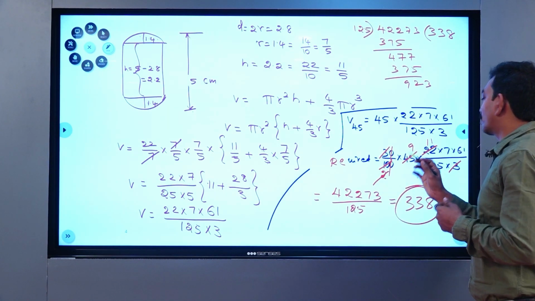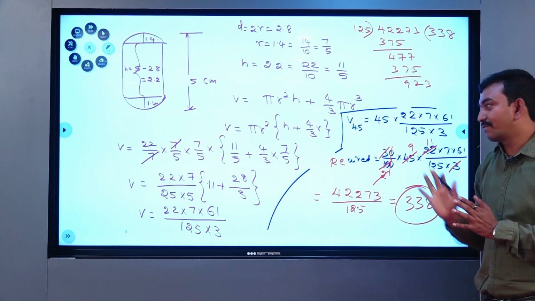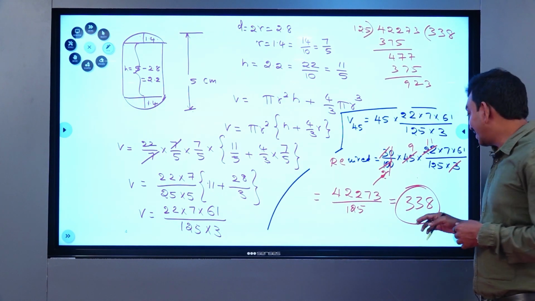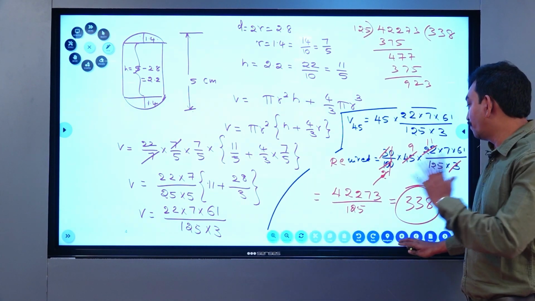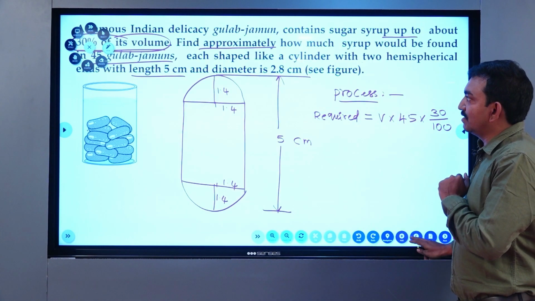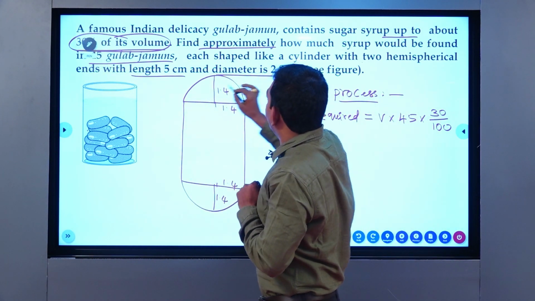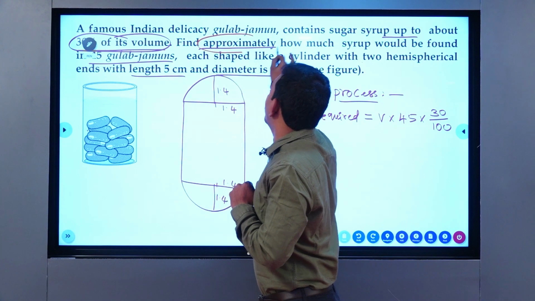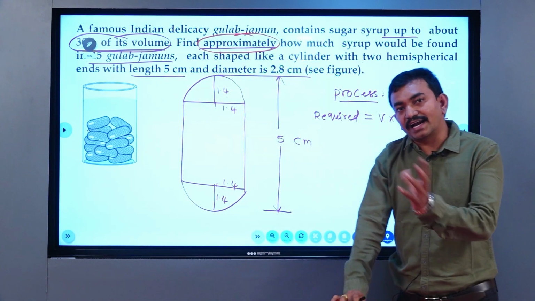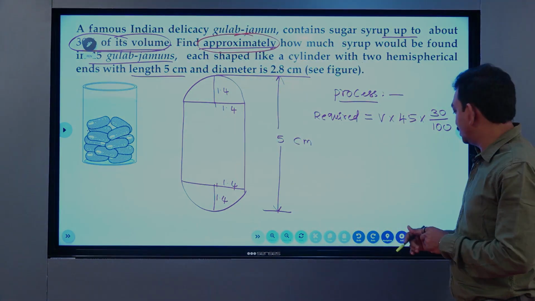So what is the amount of sugar syrup that you can get from this problem? You can get 338. So if you go back to the question, they have clearly mentioned what is the approximate. Where is that word, guys? Approximate. So we approximated the final answer to be 338.